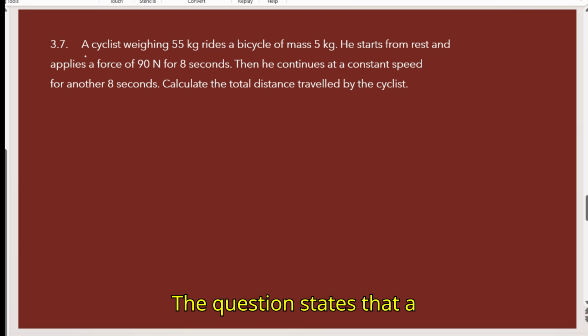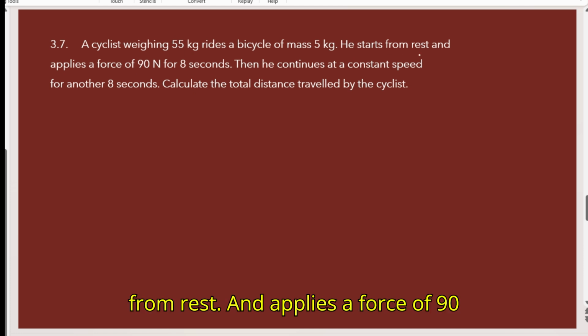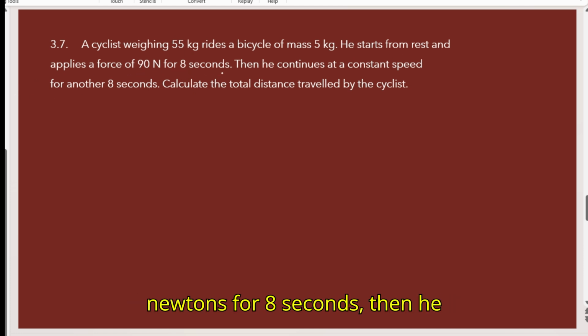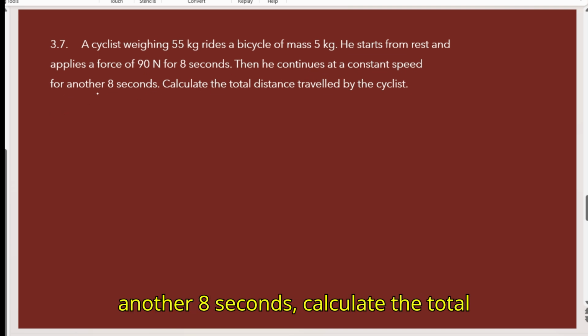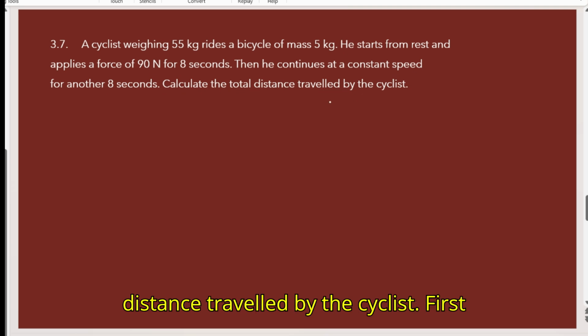The question states that a cyclist weighing 55 kg rides a bicycle of mass 5 kg. He starts from rest and applies a force of 90 Newton for 8 seconds. Then he continues at a constant speed for another 8 seconds. Calculate the total distance traveled by the cyclist.